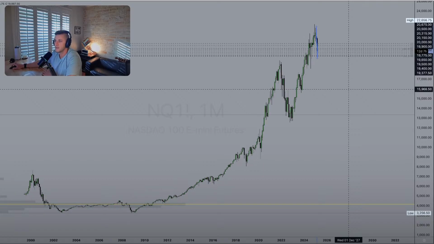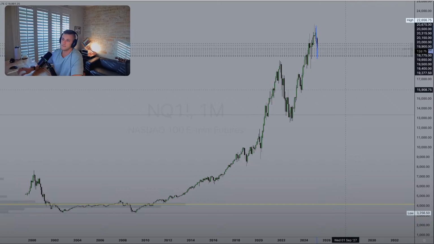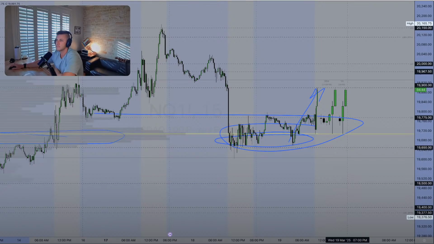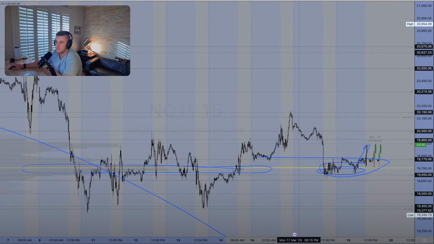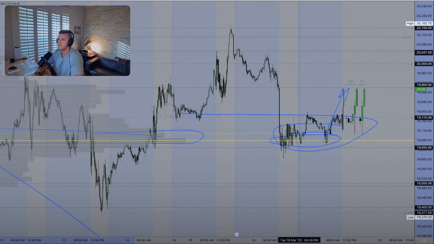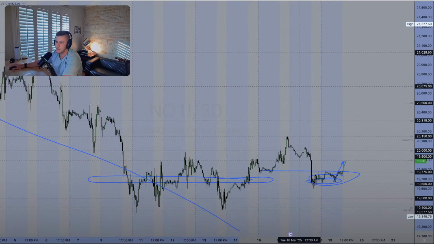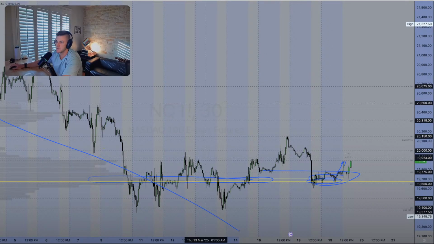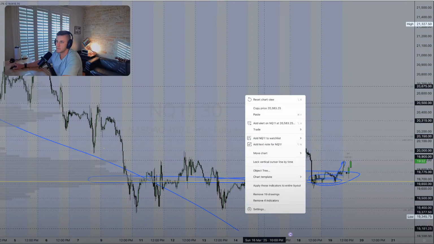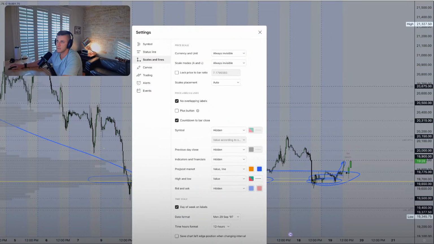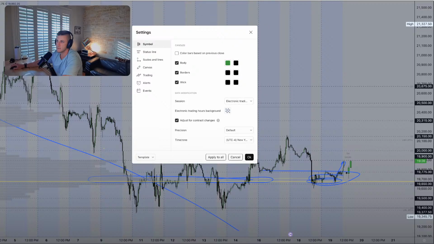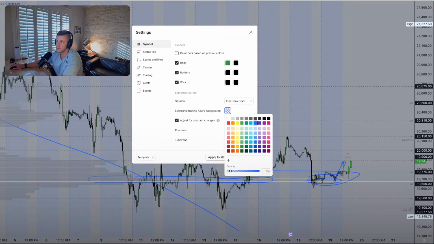So, I guess we'll find out. Did TradingView just update? What is this? Get that out of here. Okay.